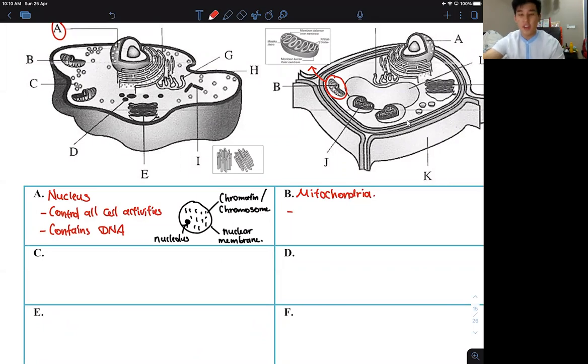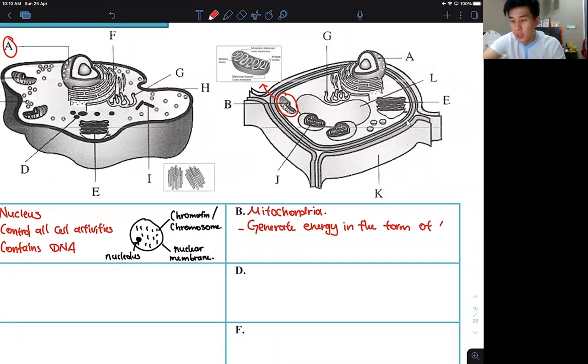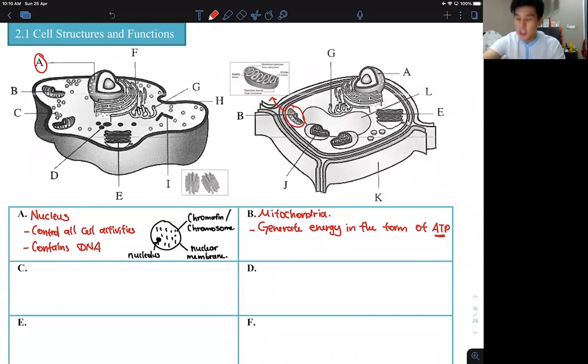The function is very basic, but you need to pay attention to the marks. If they ask for 1 mark, you can just write what you learned since Form 1, which is generate energy, and you must say in the form of ATP. A lot of you will ask me, what is ATP? ATP is a kind of chemical molecule that gives out energy. In Chapter 3, you will learn how ATP provides energy, but today we won't have time to go through Chapter 3. ATP you can write in short form. If the question asks for a 2-mark function, 'generate energy in the form of ATP' is only 1 mark.